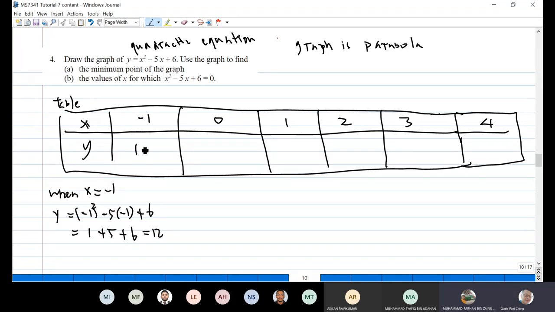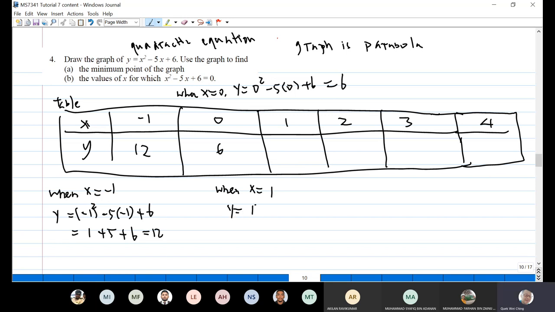Okay, so this is 12. Then what happens when x equal to 0? What's y now? y equal to 0 squared minus 5 times 0 plus 6, and then you get 6. Now what happens when x equal to 1? You get y equal to 1 squared minus 5 times 1 plus 6. 1 minus 5 plus 6 is minus 4 plus 6, you get 2.